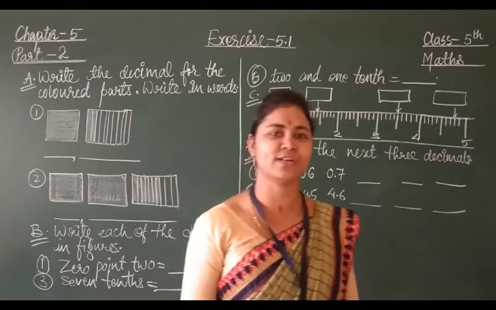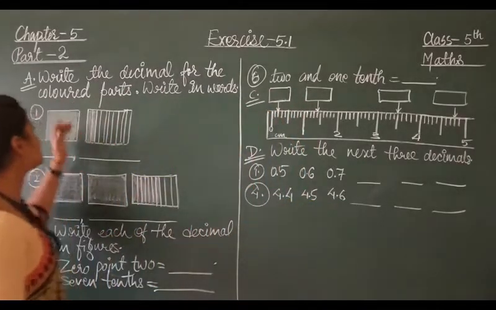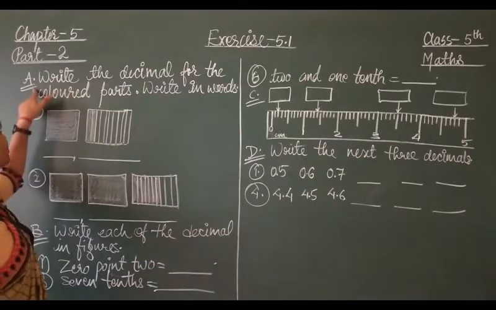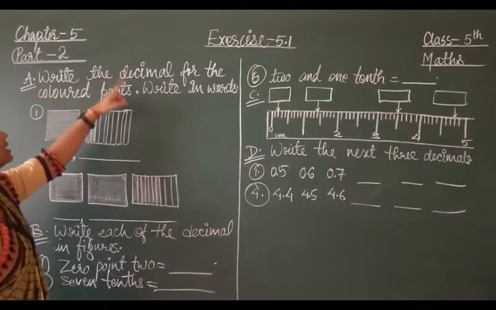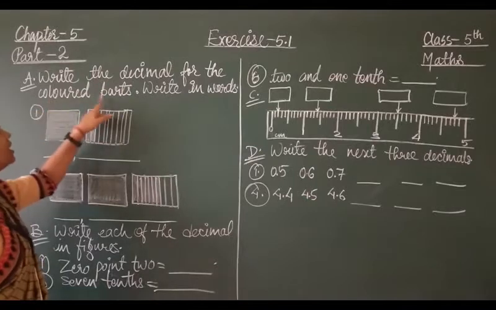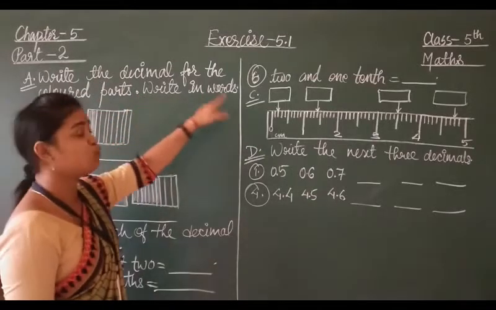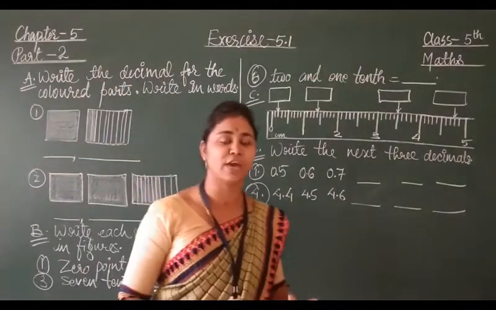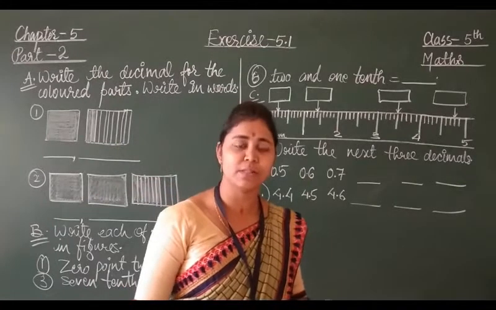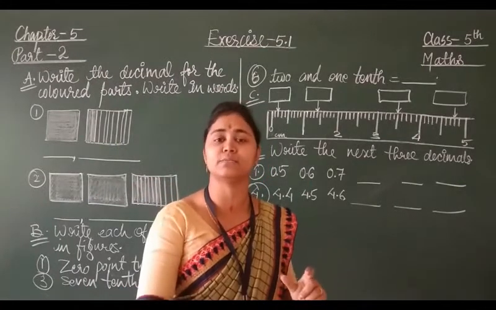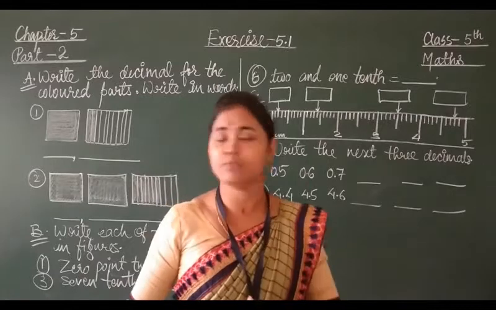So let us see what are the questions. So see students, question number 1. Question number A: Write the decimal for the colored part. Write in words. Here in question number A, we have to write the decimal part and then we have to write that decimal in words.